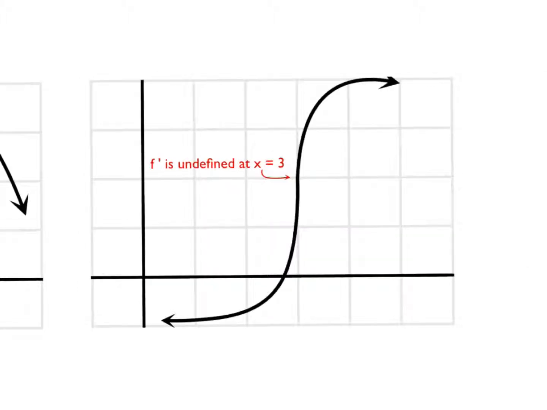This next one is the second rule, which says if there's a vertical tangent line to the curve at a point, then it's non-differentiable at that point. This is the hardest one to spot.